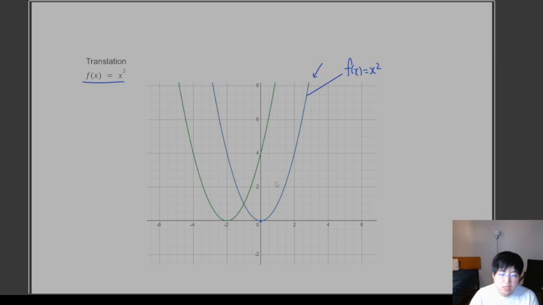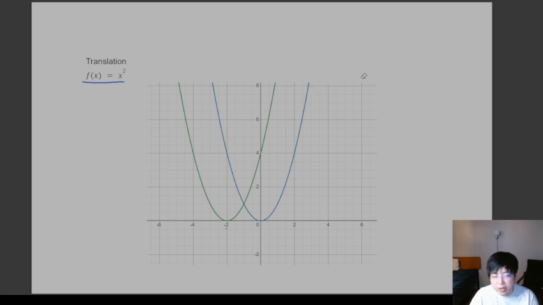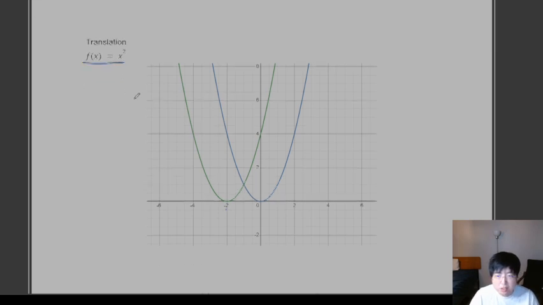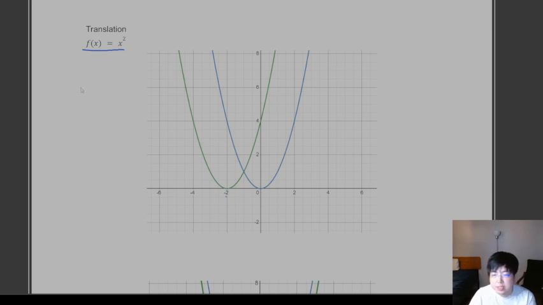So now the function has shifted to the left by 2 units, right? As you can see, our new vertex is at (-2, 0) because it shifted to the left by 2 units. Then how do we change the equation to describe this? When the function shifts to the left, we say y is, in this case, (x + 2) squared.